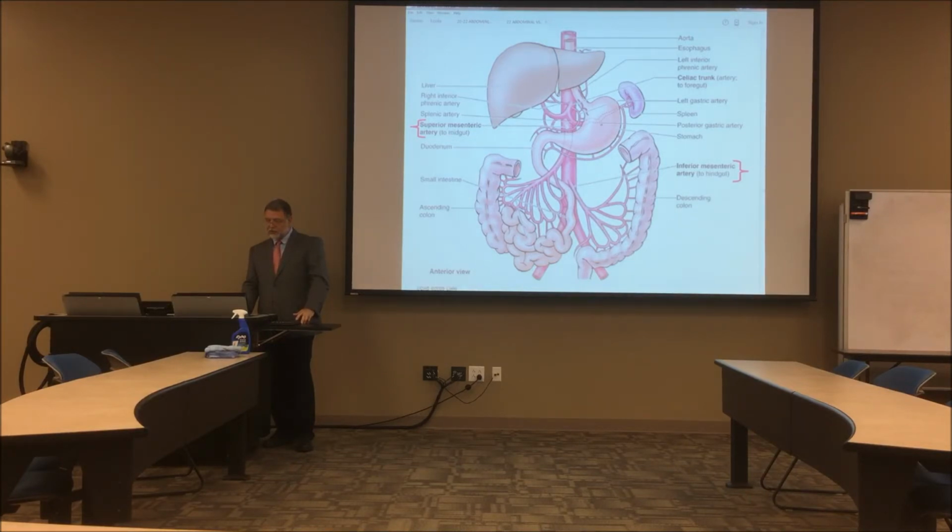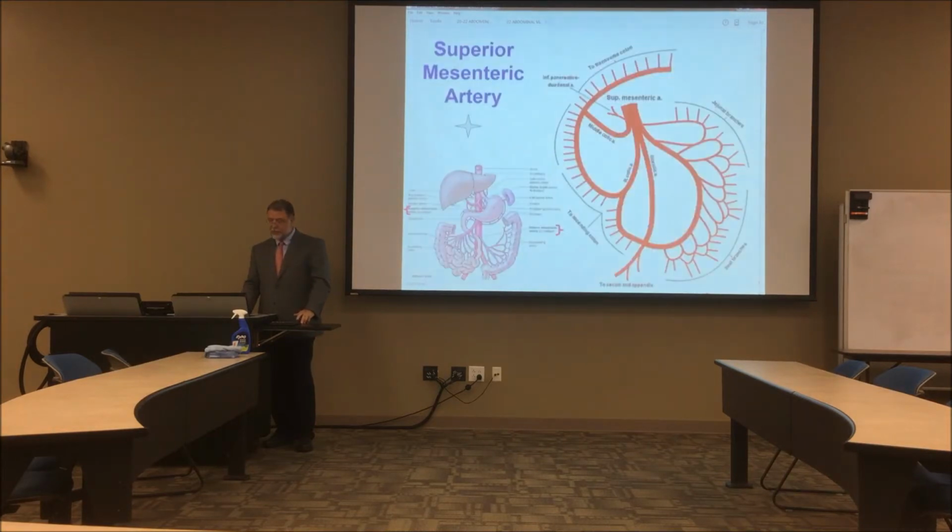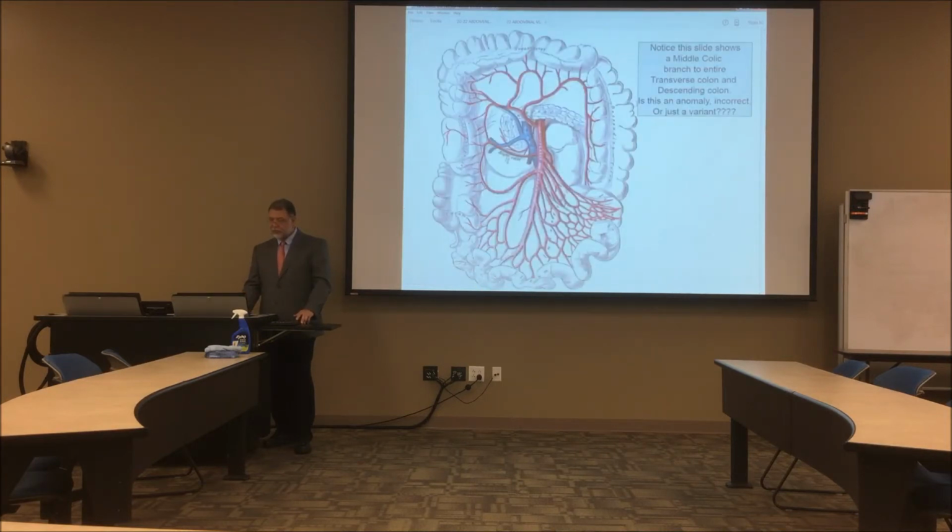So this is just another diagram for the arteries, and how the superior mesenteric artery gives the ileocolic artery, the right colic artery, and the middle colic artery. All of these structures are being given blood supply from the superior mesenteric artery.